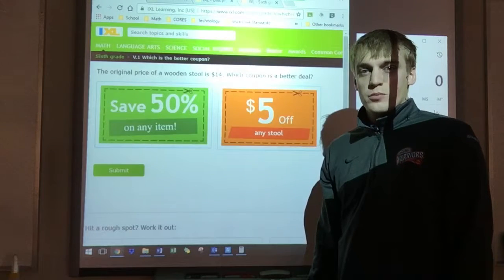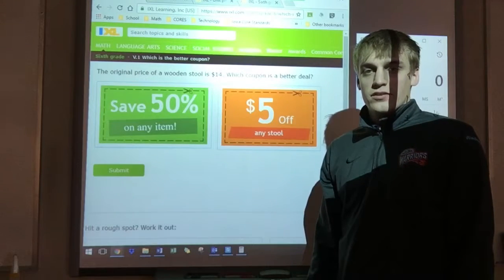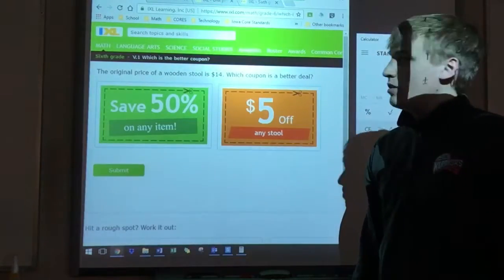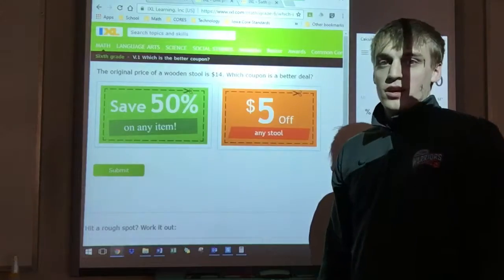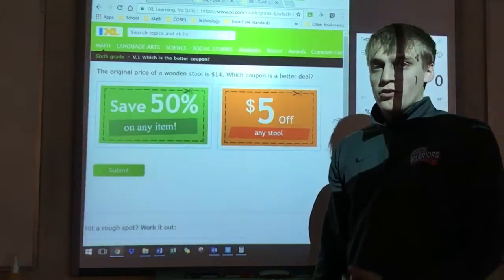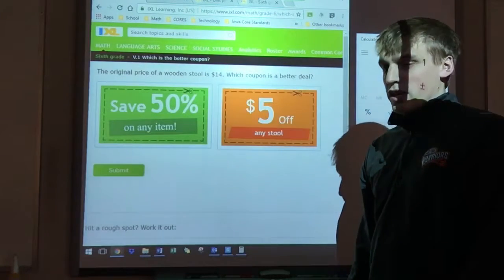Today I'm going to go through some of the problems that you're going to see on IXL. The first one that I'm going to go through is on V1, which is the better coupon. And you're going to use the part percent whole method to figure these out, and I'm going to go through a couple to demonstrate how you do this.